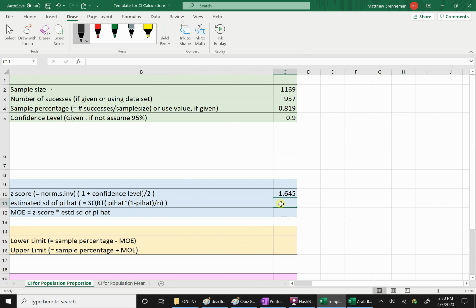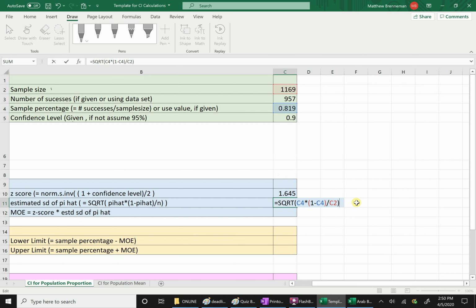So that's my z-score. Now I want the estimated standard deviation of pi hat. So I'm going to say square root, and then I'm going to say pi hat times the quantity 1 minus pi hat, divided by the sample size, and I'm going to take the square root of that whole thing. And it's good that you're working along because you can check and see if you're entering it correctly. So if you didn't get that value, you might want to go back and look and see why.